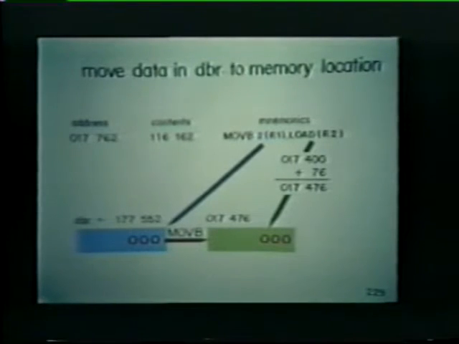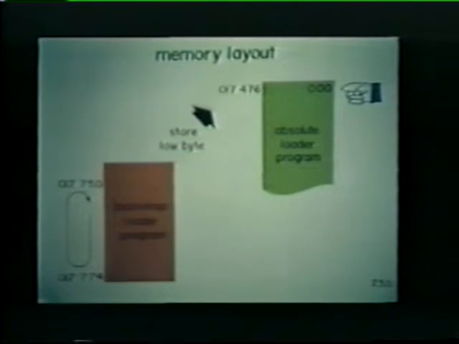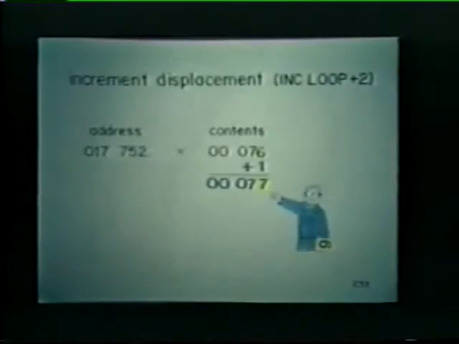A move byte instruction transfers data byte 000 from the high-speed paper tape reader DBR into memory location 017476. This destination address is the result of adding the constant 017400 and the address displacement of 76. We now have half of the first Absolute Loader instruction stored in memory. The Bootstrap Loader now proceeds to the next instruction in the loop.